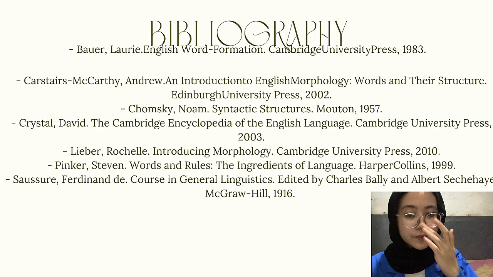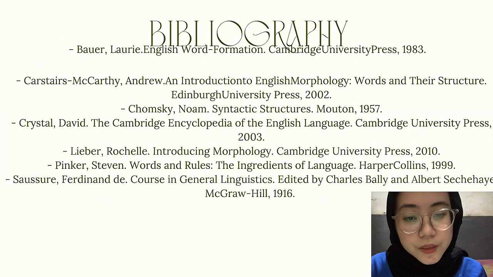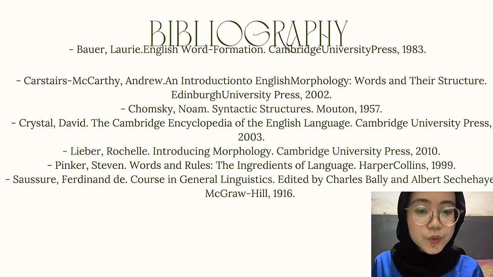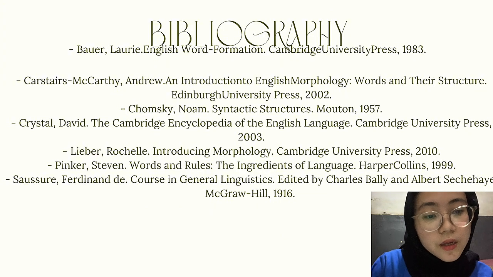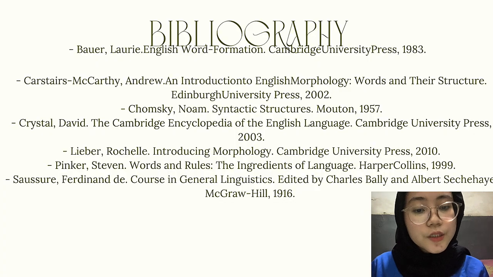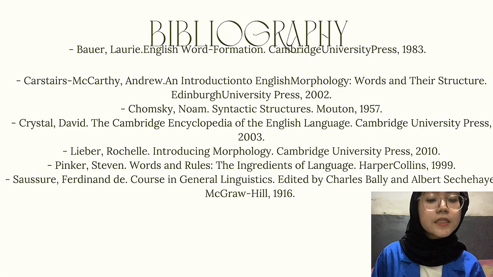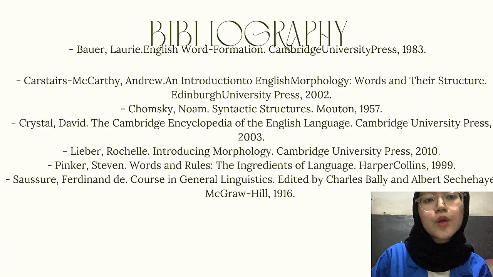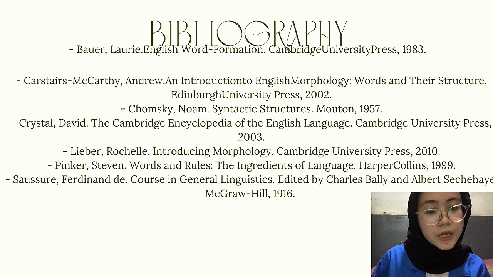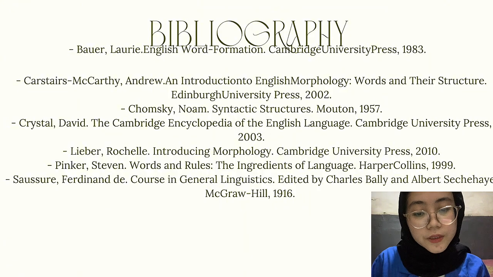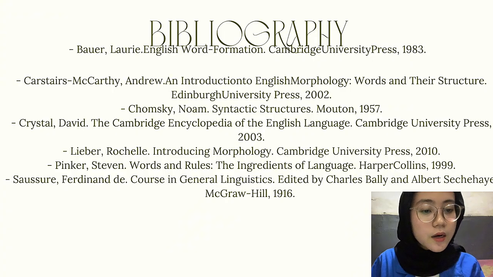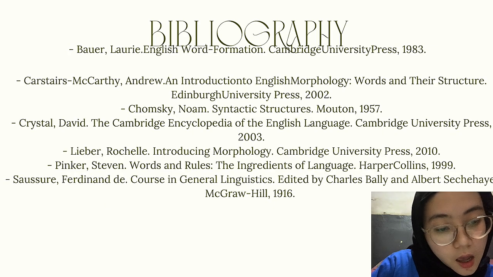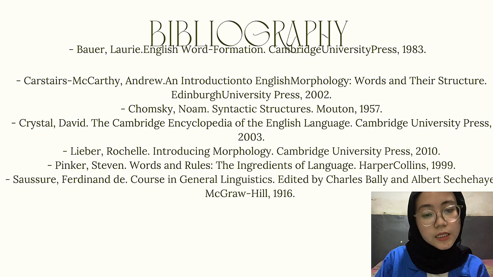And the last thing is the bibliography. The first is Bauer, Laurie, English Word Formation, Cambridge University Press, 1983, and Carter, McCarthy, and Drew, An Introduction to English Morphology, Words and Their Structure, Edinburgh University Press, 2002, and Chomsky, Noam, Syntactic Structures, Mouton, 1957, and then Crystal, David, The Cambridge Encyclopedia of the English Language, Cambridge University Press, 2003, Lieber, Rochelle, Introducing Morphology, Cambridge University Press, 2010, Pinker, Steven, Words and Rules, The Ingredients of Language, HarperCollins, 1999, and the last is Saussure, Ferdinand de, Course in General Linguistics, edited by Charles Bally and Albert Sechehaye, McGraw-Hill, 1916.